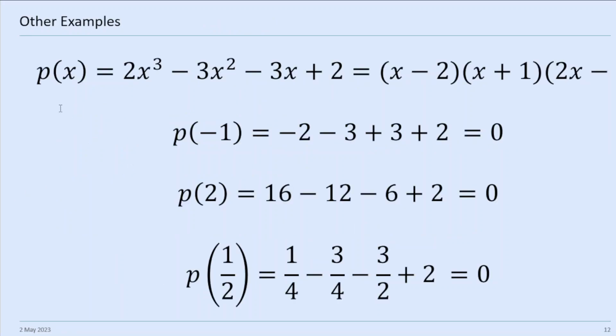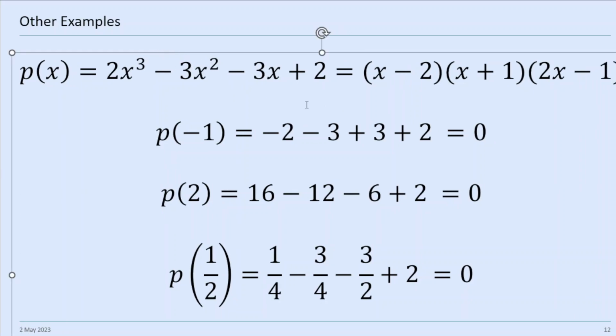Here's a big example. p of x equals 2x cubed minus 3x squared minus 3x plus 2. And we can actually factorize that as x minus 2 times x plus 1 times 2x minus 1. So if we put in x as minus 1, we get minus 2 minus 3 plus 3 plus 2, which is 0. If we put in x as 2, we get 2 times 8, which is 16, minus 12, minus 6, plus 2, which again is 0.